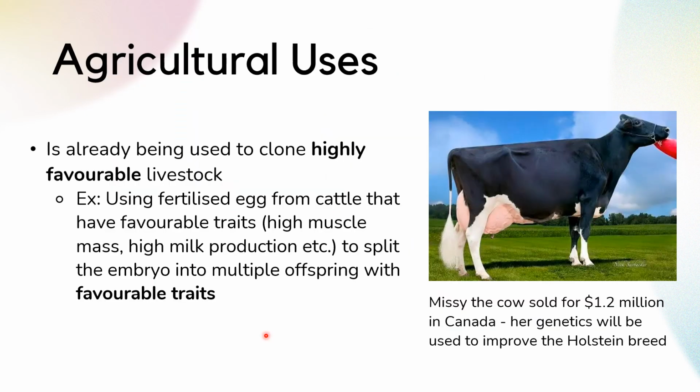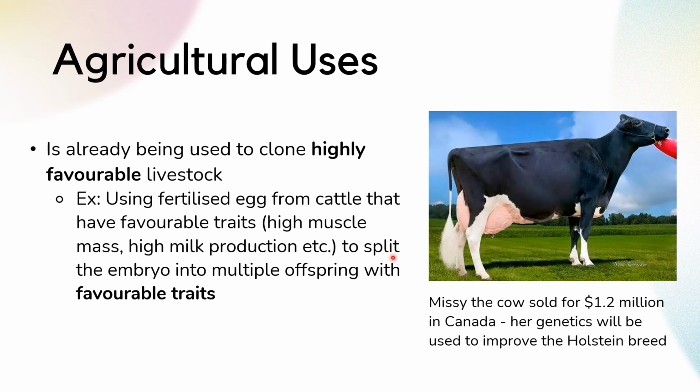So let's look at the agricultural uses of embryo splitting. They're usually used to clone highly favorable livestock. So for example, we might take a fertilized egg from a cattle with favorable traits such as high muscle mass, high milk production, whatever we're looking for, whatever we want to make money off. And we split that embryo into multiple offspring, and each of these offspring will have those favorable traits that we can then make money off.